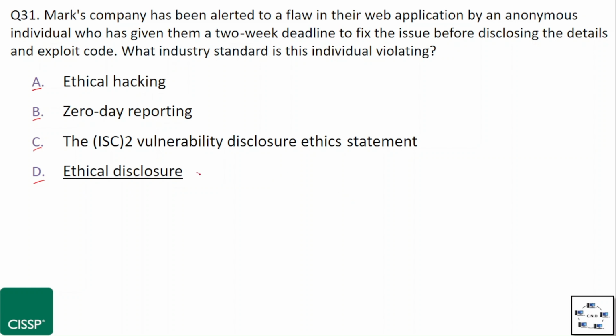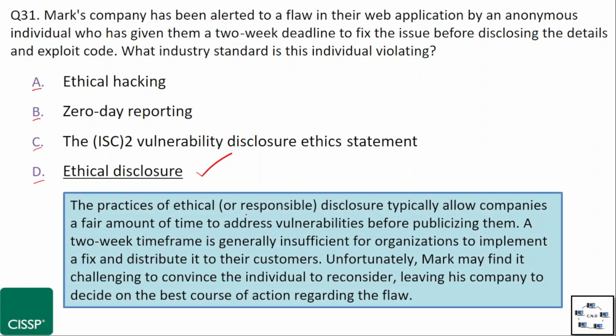And the correct option is ethical disclosure. So the practices of ethical or responsible disclosure typically allow companies a fair amount of time to address vulnerabilities before publicizing them. A 2-week time frame is generally insufficient for organizations to implement a fix and distribute it to their customers. Unfortunately, Mark may find it challenging to convince the individual to reconsider, leaving his company to decide on the best course of action regarding the flaw.